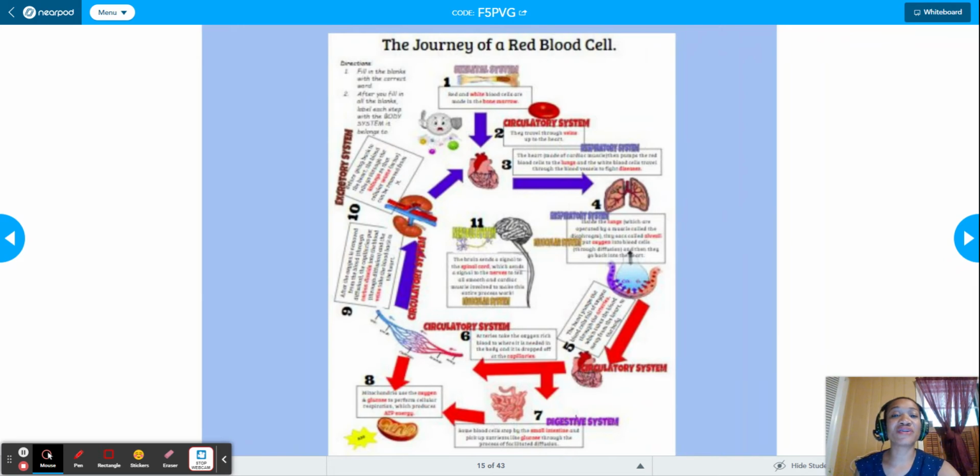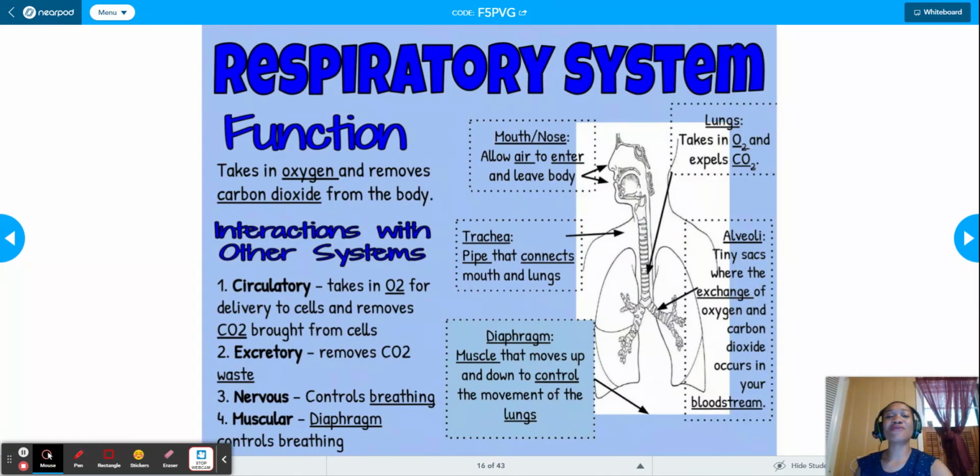Here you can read about the journey of a red blood cell and our respiratory system. How do we breathe? We need oxygen, right? So therefore, the respiratory system takes in what we need, which is oxygen, and it removes carbon dioxide, which is waste for our human body system. It removes that from the body.